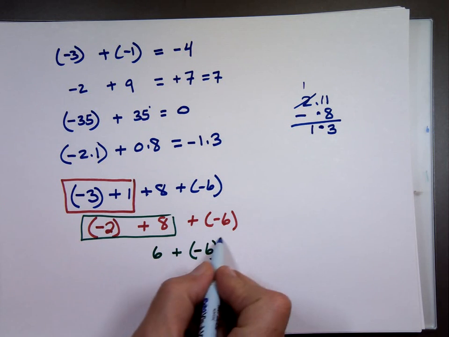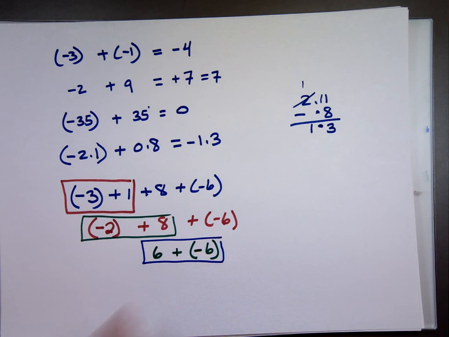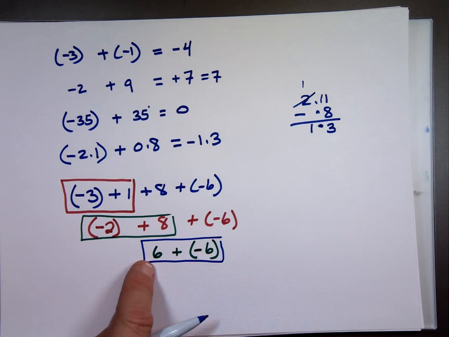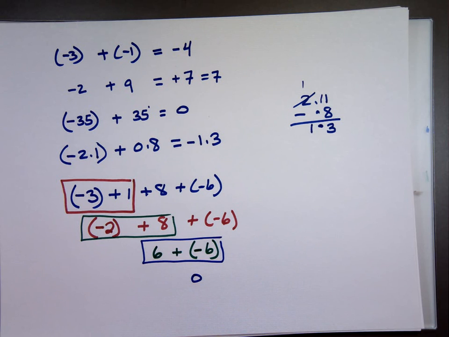And the last one is what? Different signs, subtract them. 6 from 6. And what's the sign? 0.